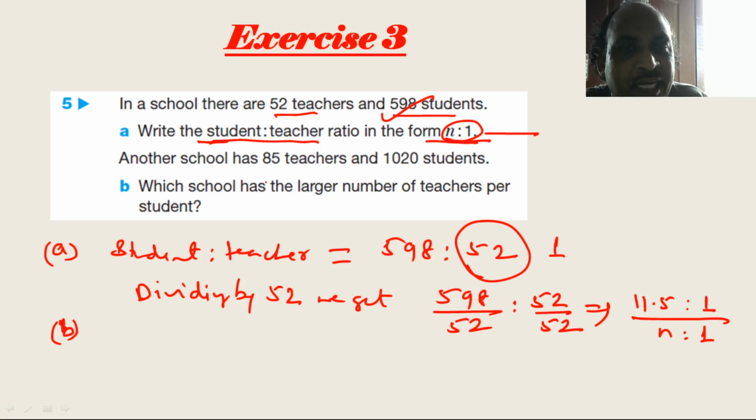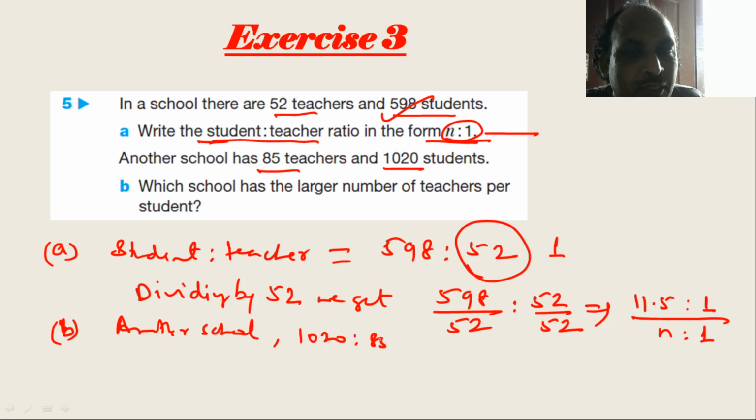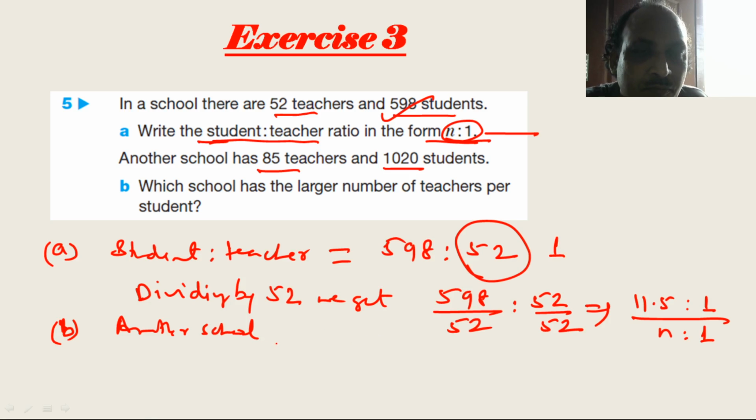Another school has 85 teachers and 1020 students. Okay. So now for another school also, we will find out. So it is 1020 divided by 85. Okay. Means student-teacher ratio. Again we are going to find the student-teacher ratio. Let me write properly. Okay.